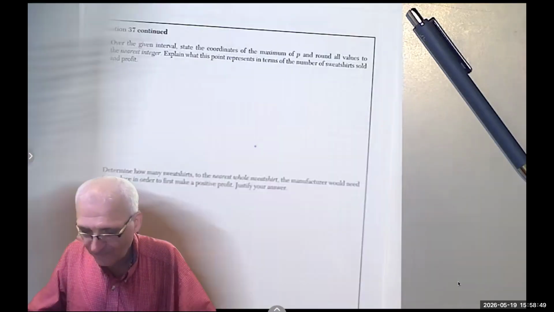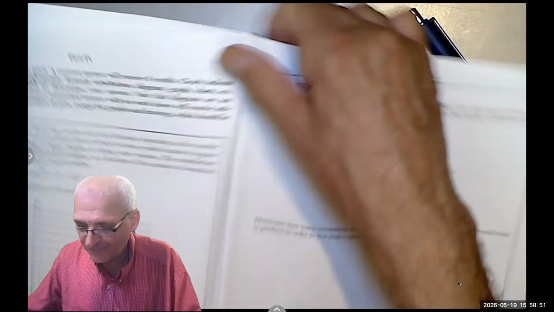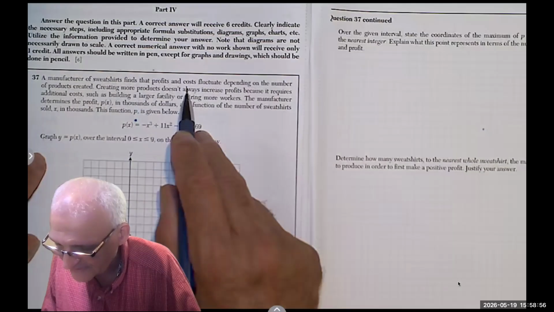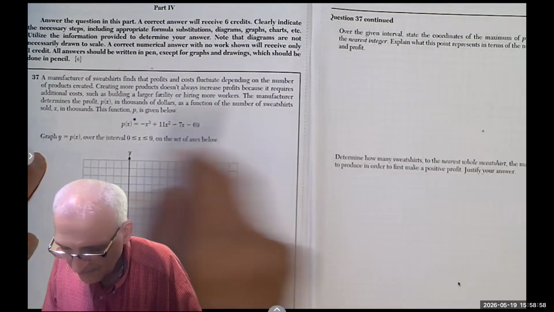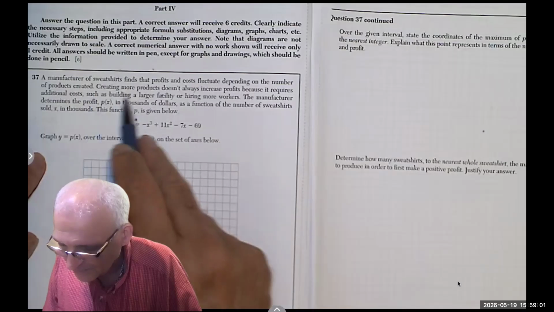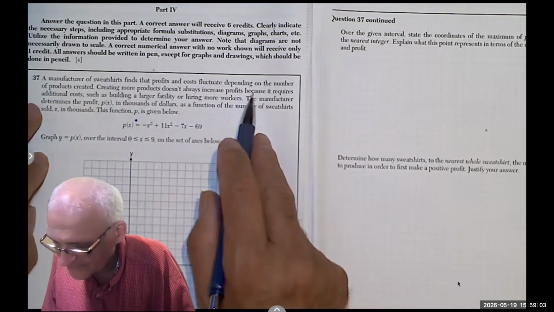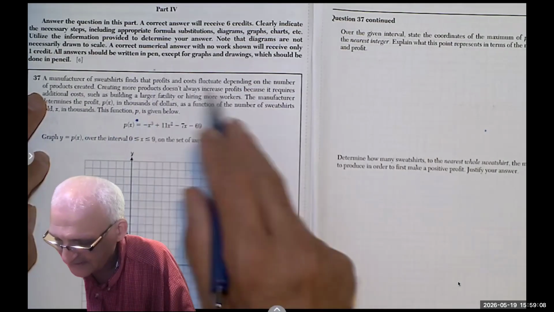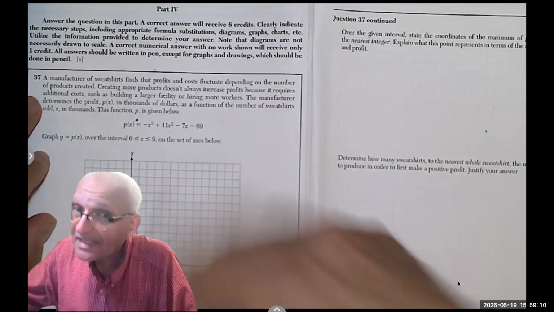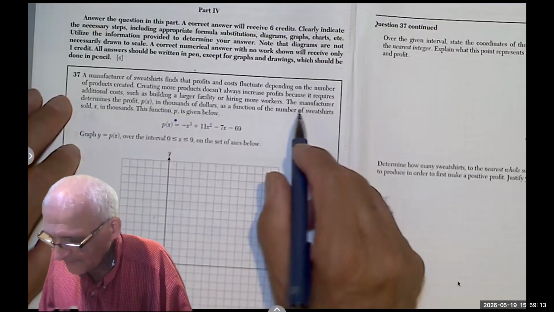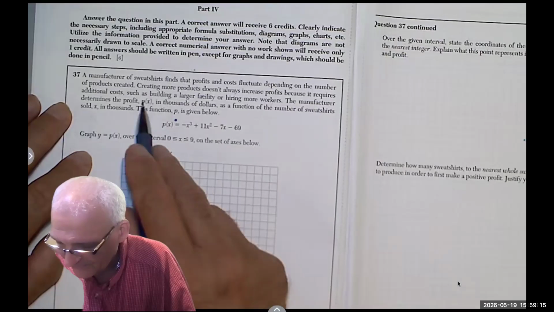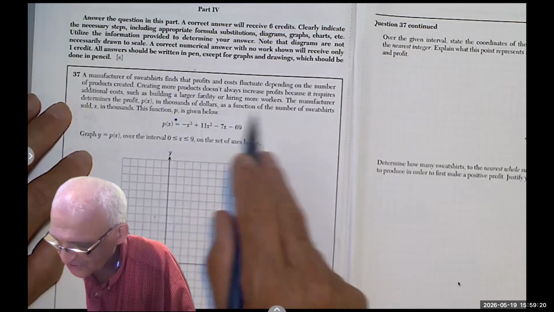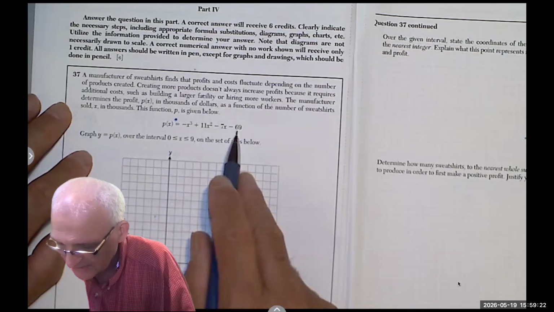Let's look at part 4. In part 4, they said a manufacturer of sweatshirts finds that profits and costs fluctuate depending on the number of products created. Creating more products doesn't always increase profits because it requires additional costs, such as building a larger facility or hiring more workers or paying extra time. The manufacturer determines the profit function P of x, in thousands of dollars, as a function of the number of sweatshirts sold, is that.